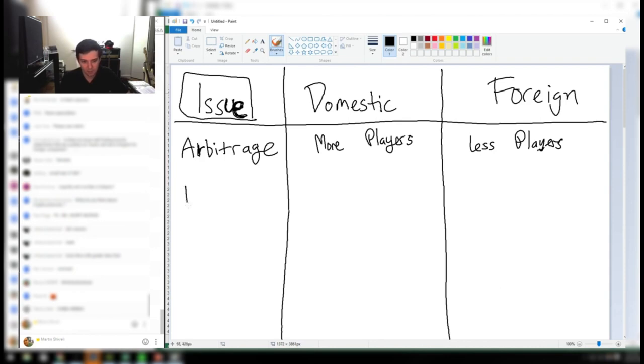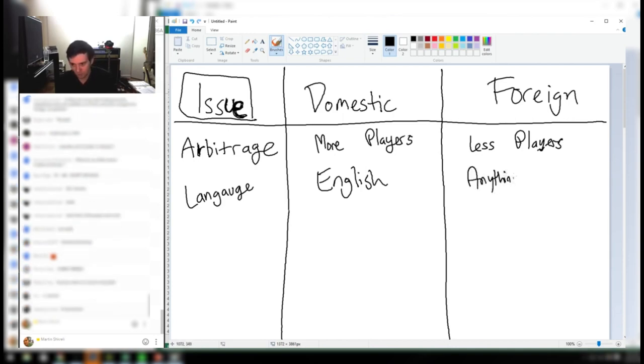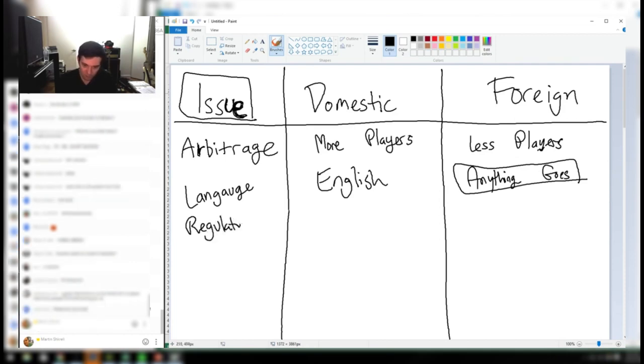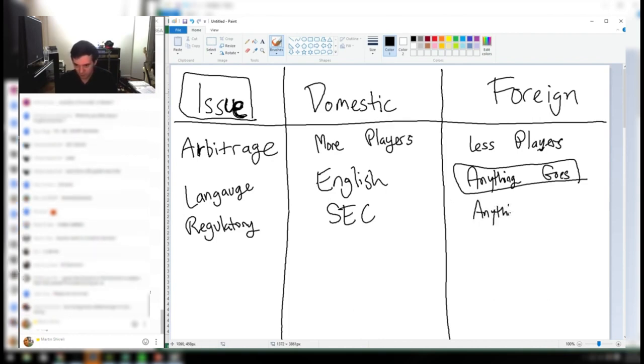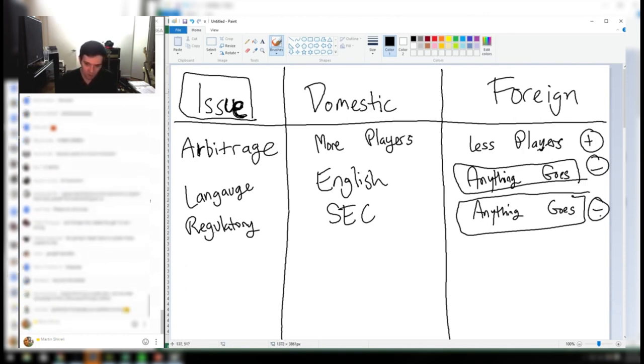So, minuses. One issue is the language barrier. English is the language we know, and here it's sort of anything goes, and there are companies that will not issue press releases in English, and so forth. The next is regulatory barriers. Here we have the SEC, and we're used to it, and here again, anything goes. So this is a big minus.